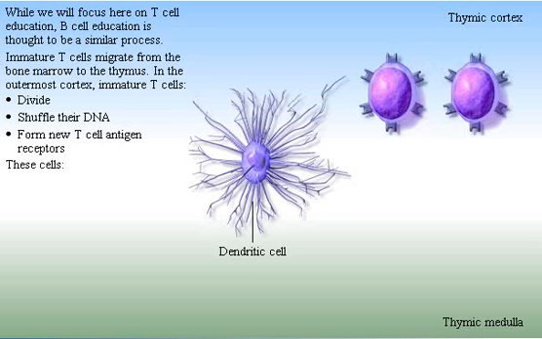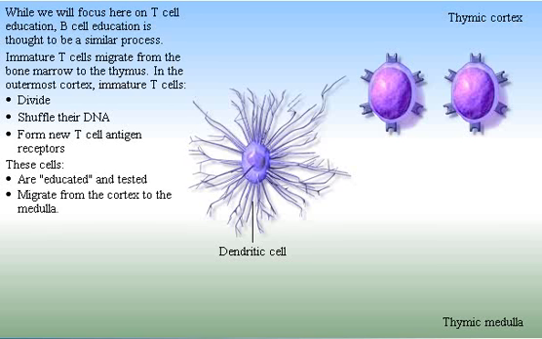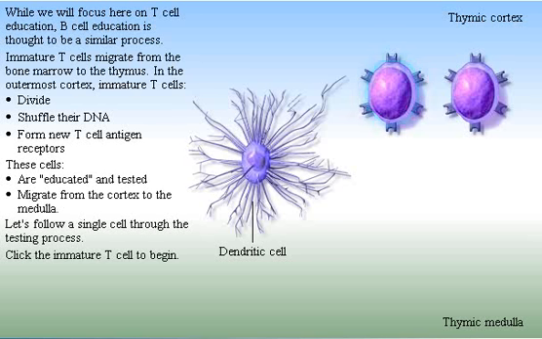These cells now undergo thymic education and testing. During this process, they migrate from the cortex to the medulla. Let's follow a single cell through the testing process. Click the immature T cell to begin.